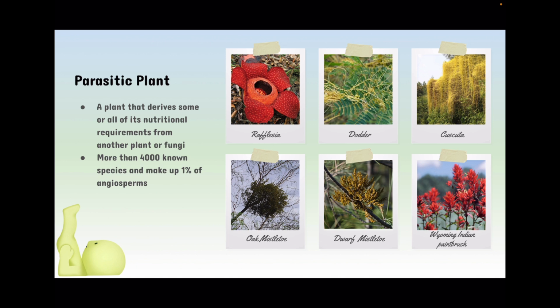There are more than 4,000 known species that exist, and they make up 1% of angiosperms. Here are 6 examples of parasitic plants to your right.